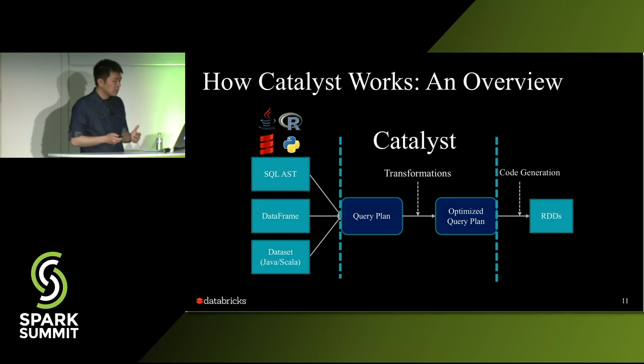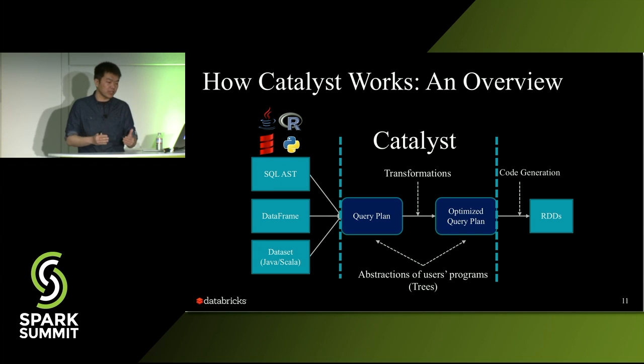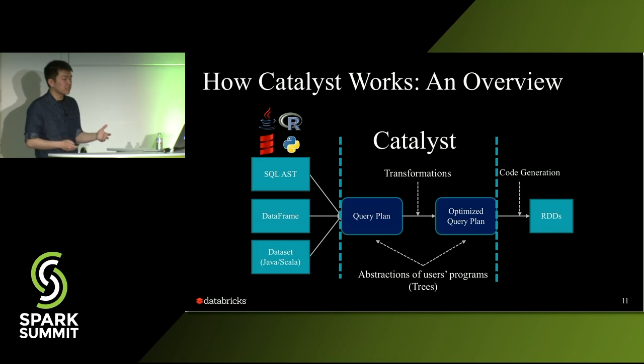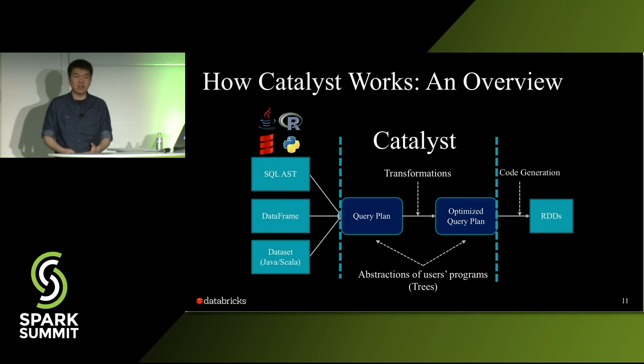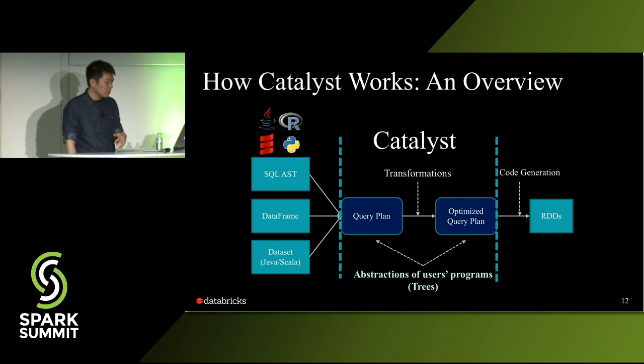At its core, Catalyst defines the abstraction of a user's program as trees and the transformation from one tree to another tree. So now let me introduce these two kinds of concepts to help you understand how Catalyst works. Let me start with tree.